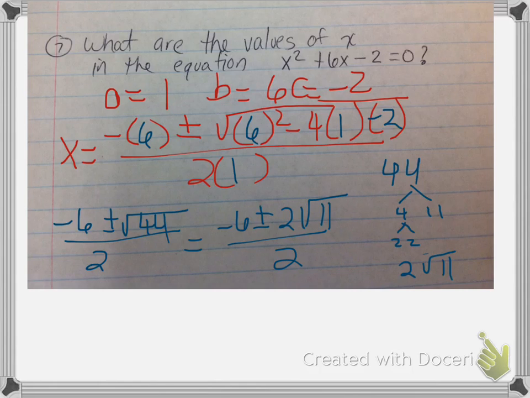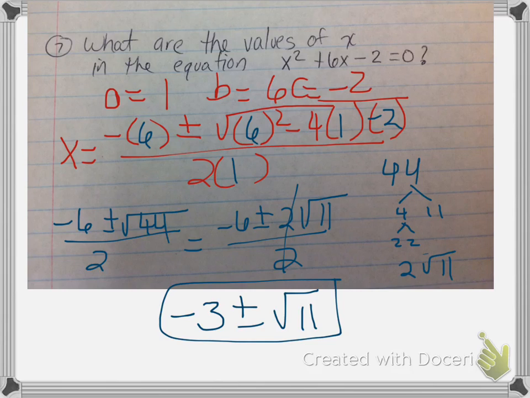Now remember, can you divide these by 2? -6 divided by 2 is? -3. Plus or minus, these 2, what happens to them? It just cancels. So it's just the square root of 11. Your answer is going to look something like this the day of your test.